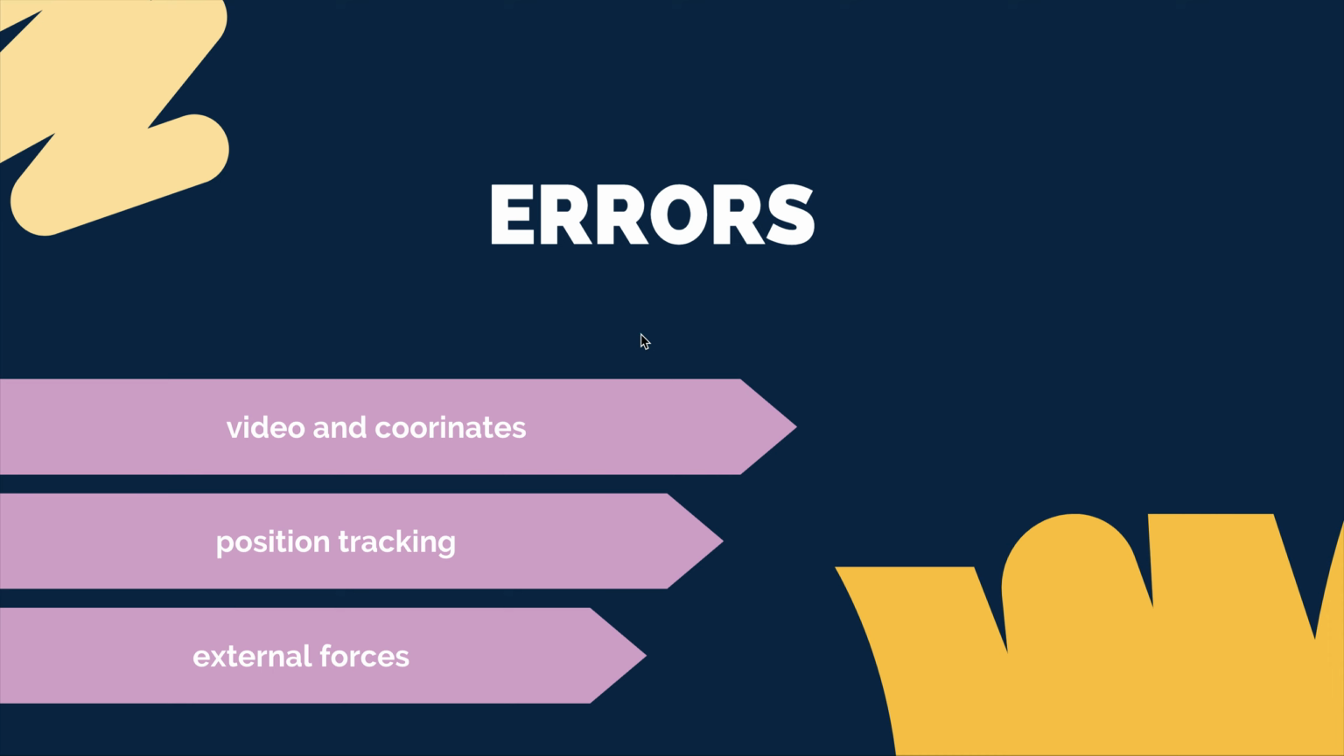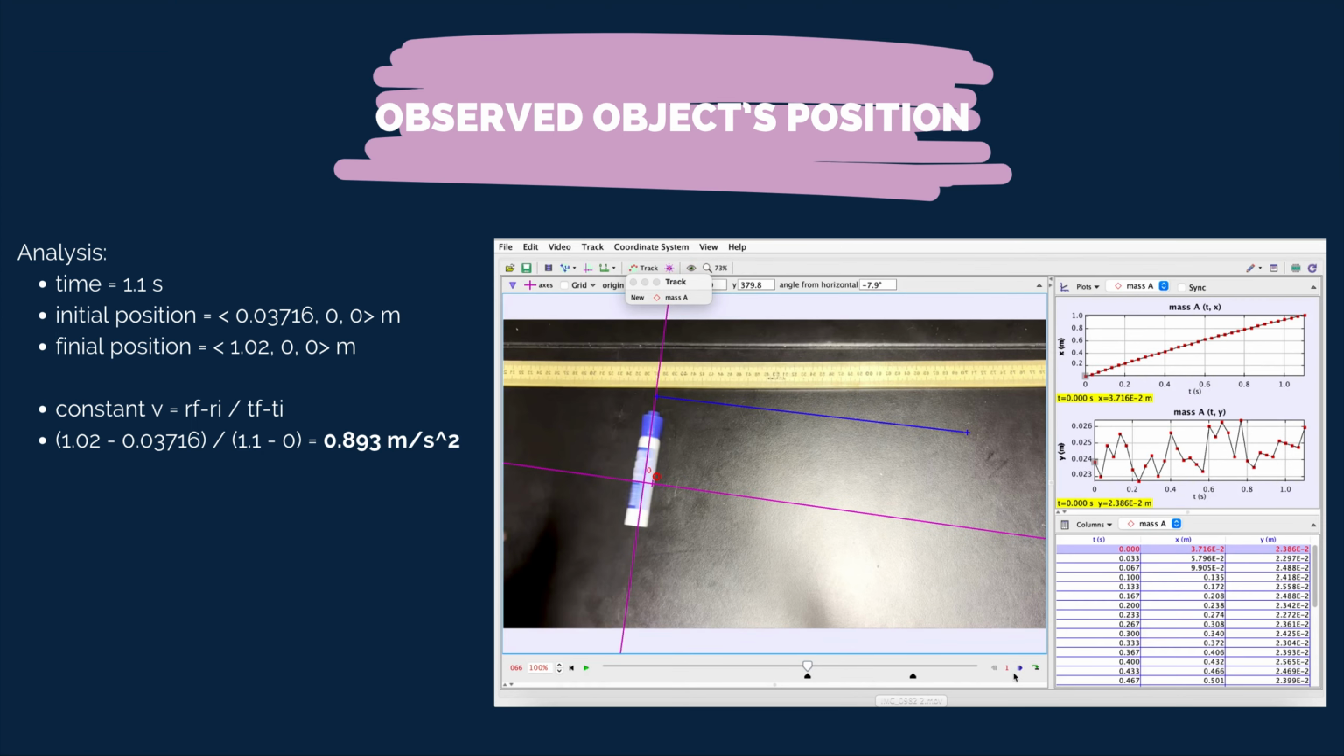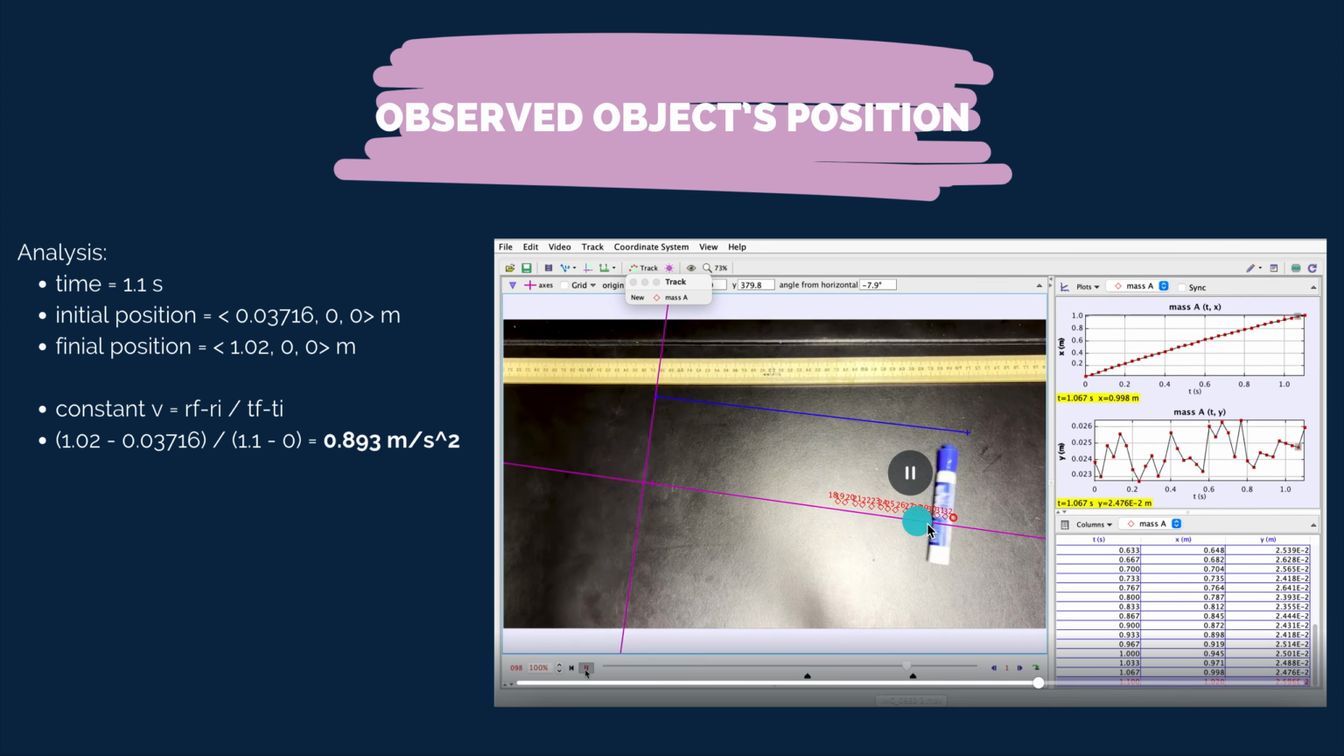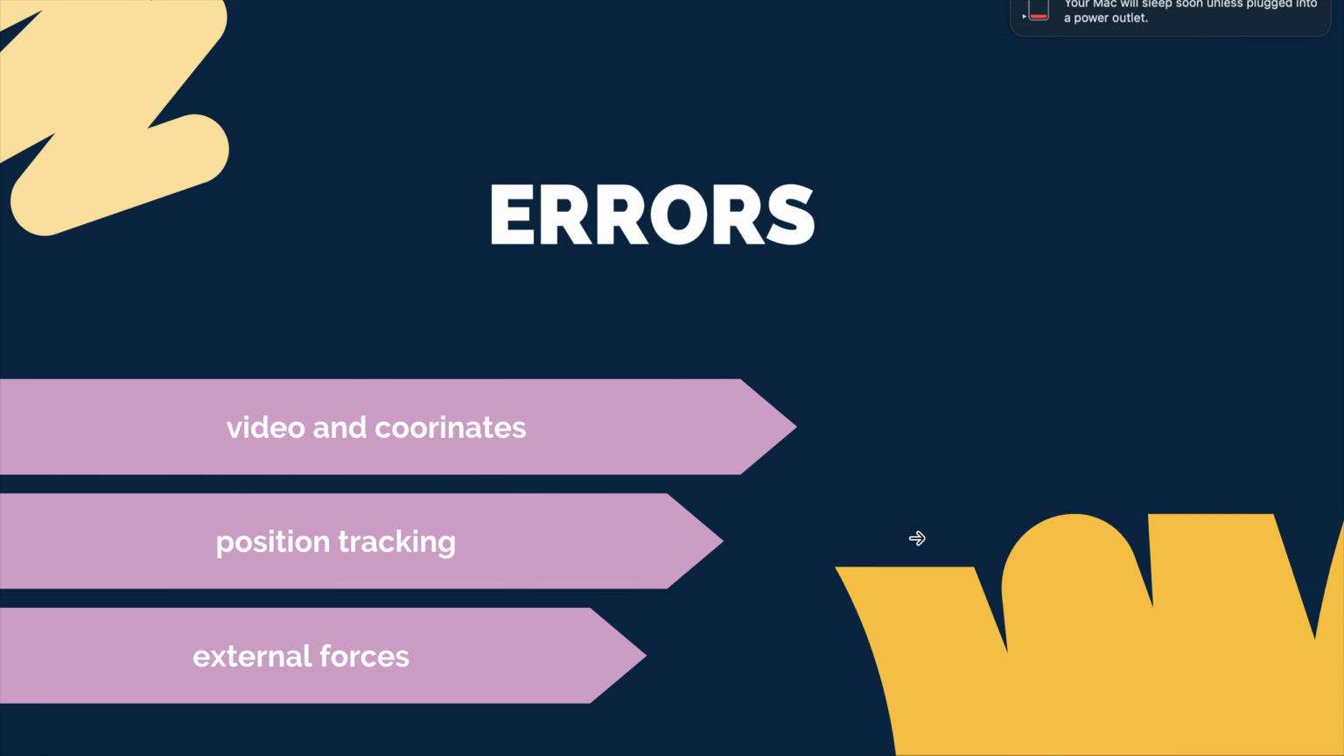And other errors could have been the position tracking. So when we were placing the center of masses, which is just these little red diamonds, they couldn't have followed a perfect flow. Like some could have been higher, some could have been lower. And other things to note are external forces such as air resistance and friction.